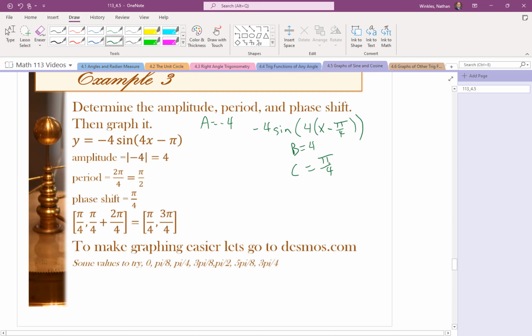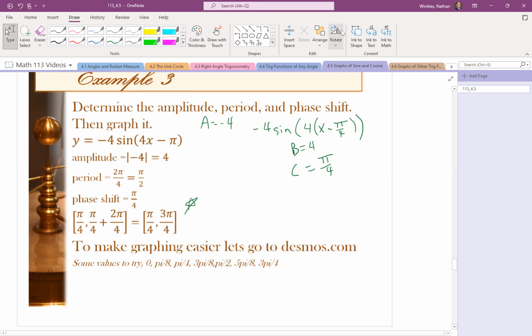My amplitude is the absolute value of A, so the absolute value of -4 is 4. My period is 2 pi over B, which is 2 pi over 4, or pi over 2. My phase shift is my C, which is pi over 4. So the interval that I'm working on is pi over 4, comma, pi over 4 plus 2 pi over 4. That gives me pi over 4 to 3 pi over 4.